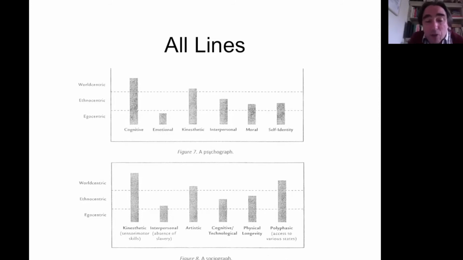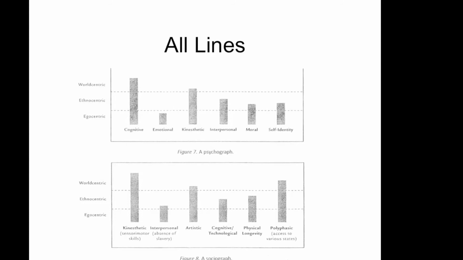If you look at the sociograph, there's the kinesthetic, the interpersonal, the artistic, the cognitive technological, the physical longevity, and polyphasic. Polyphasic is one you probably haven't heard of, but an example would be access to states. If you take the Western world, the state that we're allowed into and that is condoned is the rational state. But in other cultures, access to other states, like irrational or non-rational states, like trance experiences in shamanism in Peru, are totally acceptable. So polyphasic is: is your culture open to many states, or just one state?